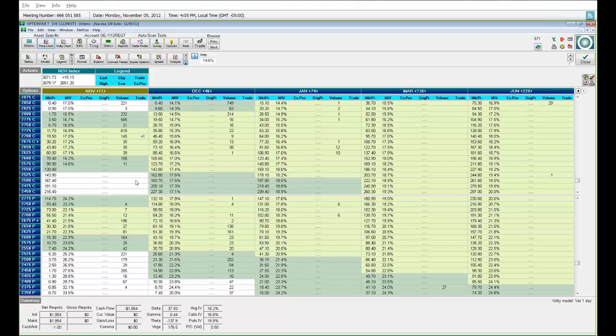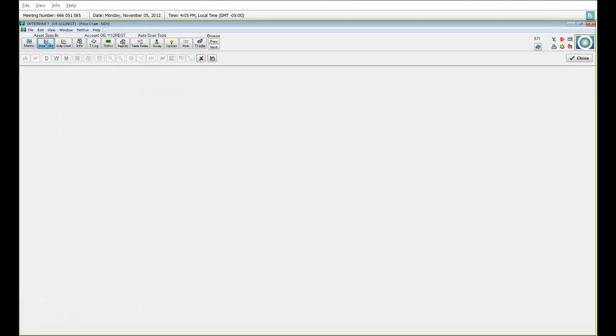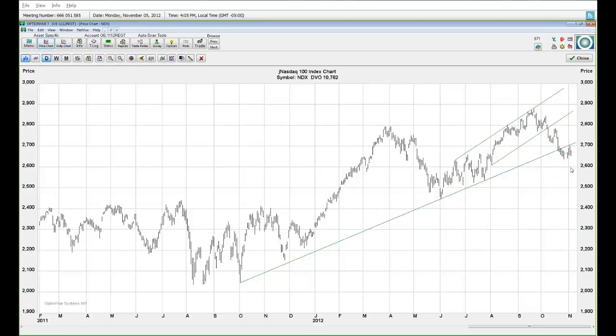Is that a good bet? Maybe. Maybe not. Allow me to show you what a better bet is than that. Let's look at the price chart, and this could be Google, Apple, IBM, Merck, pick your stock. I don't care.